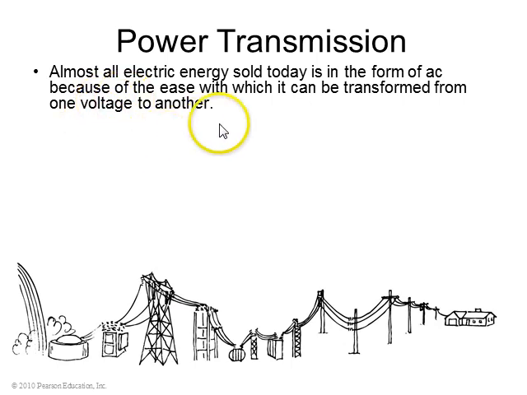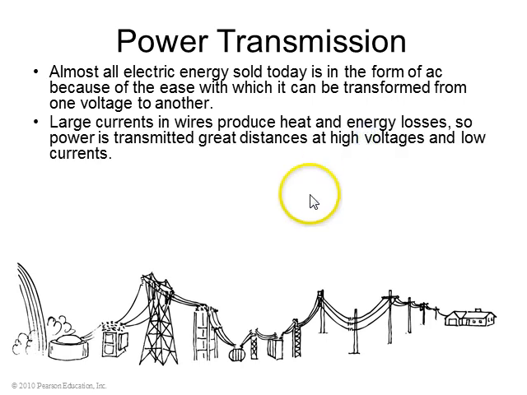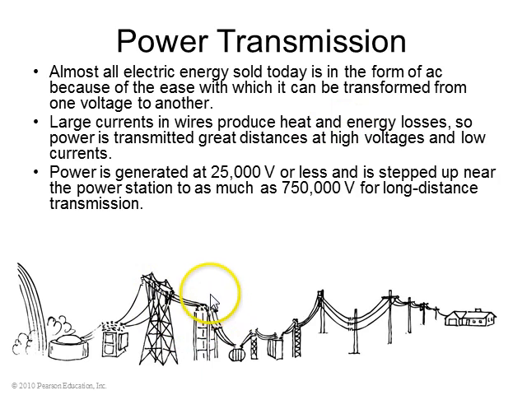Almost all electrical energy sold these days is in the form of AC because of the ease with which it can be transformed from one voltage to another. Large currents in wires produce heat and energy losses. So if you want to transmit power over great distances, it's best to use high voltages and low currents.